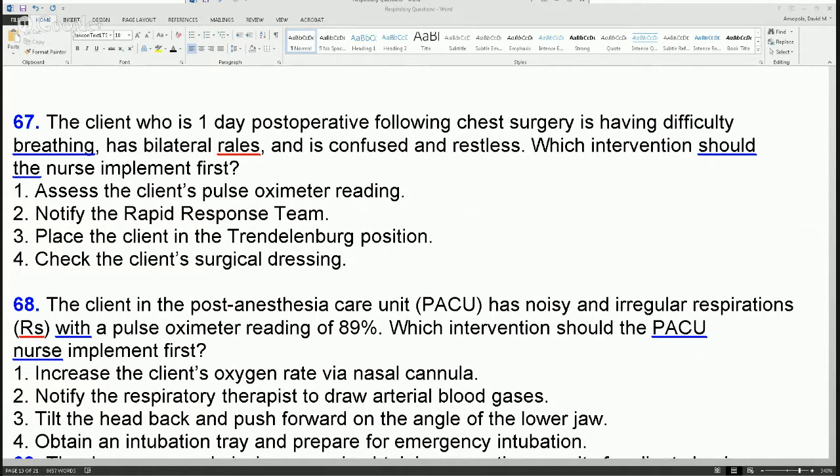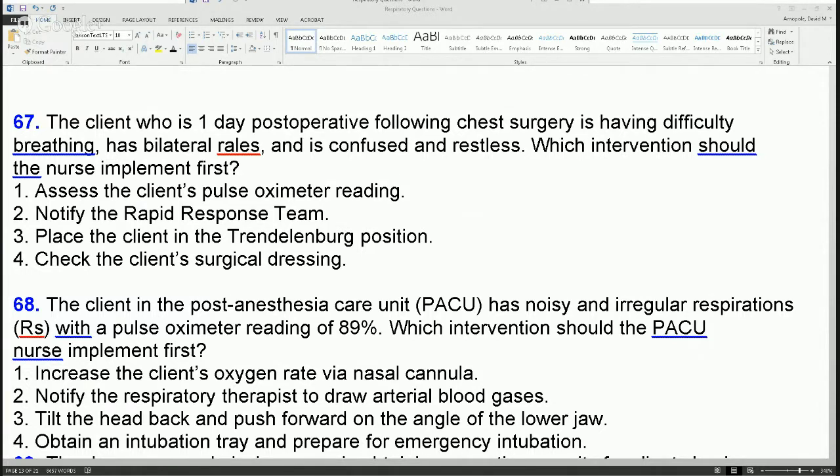The client is 1 day post-op, Jeff, following chest surgery, having difficulty breathing, with bilateral rales, confused and restless. Which intervention should you implement first? Well, you're not going to put them on their head if they're having trouble breathing. Let's see. Post-operative chest surgery.